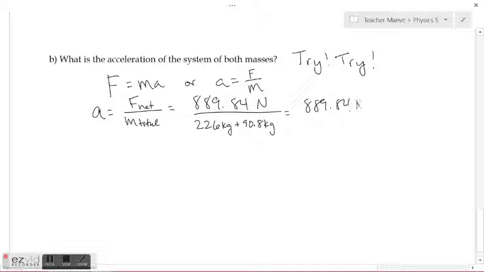So 889.84 newtons divided by, I add those together, 226 plus 90.8, and I get 316.8 kilograms. And now I divide 889.84 divided by 316.8. And I get 2.81 meters per second squared.